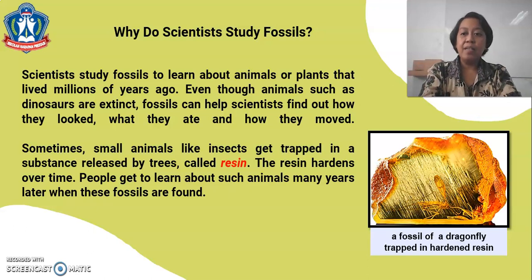Sometimes small animals like insects get trapped in a substance released by trees called resin. The resin hardens over time. People get to learn about such animals many years later when these fossils are found. So we have here an example, a fossil of a dragonfly trapped in hardened resin.